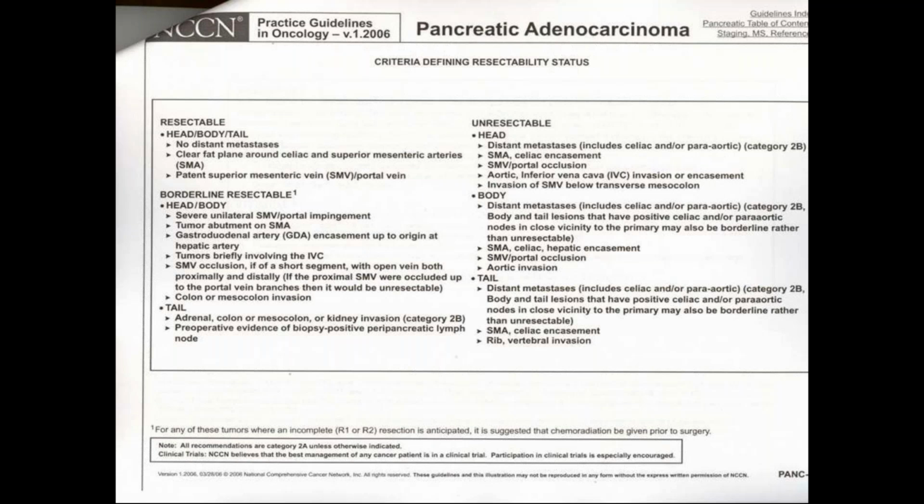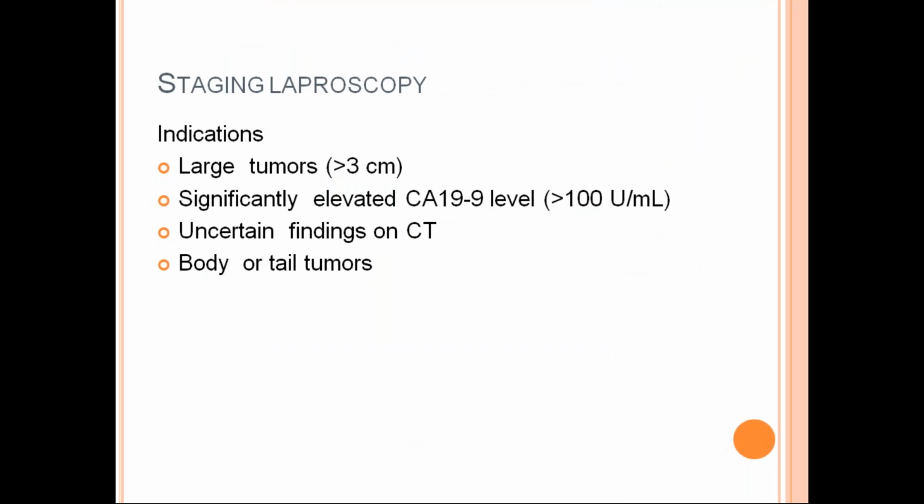I know you can't remember all this, just remember the major things. So, staging laparotomy. We usually don't prefer it, but if you can't come to a particular diagnosis on CT, or can't decide on the following treatment, then you can go for the staging laparotomy. Indications are large tumors more than 3 centimeters, significantly elevated CA19-9 level more than 100 units per ml, some uncertain findings on CT, and body and tail tumors.